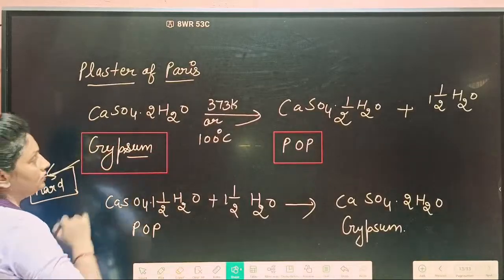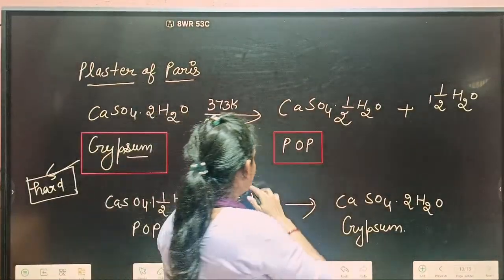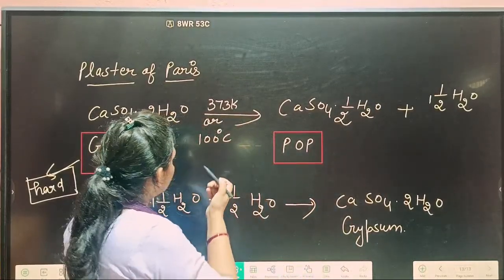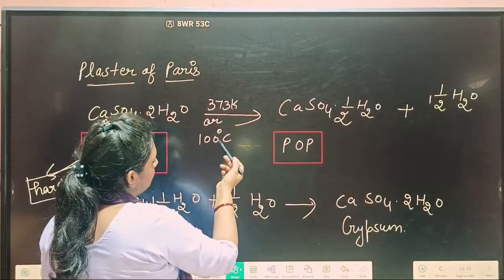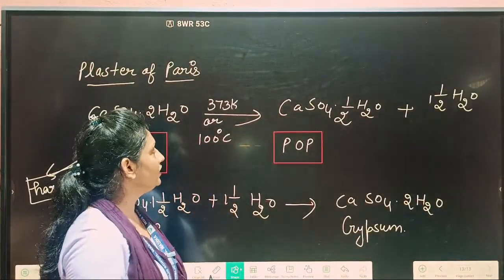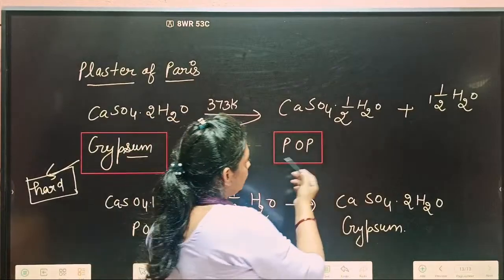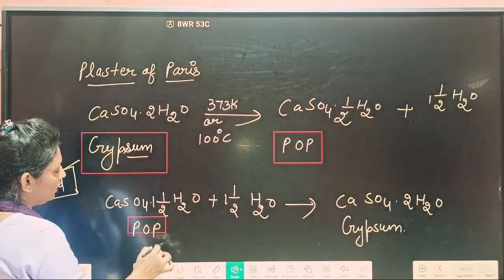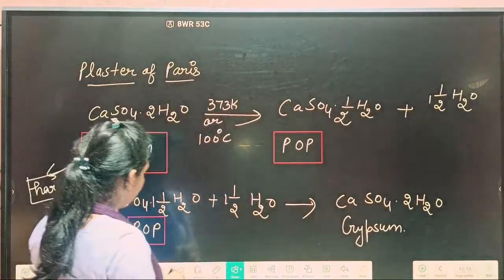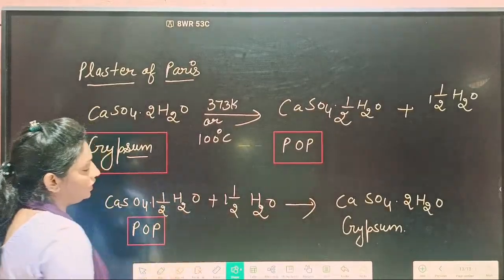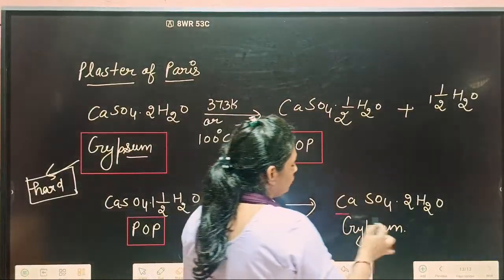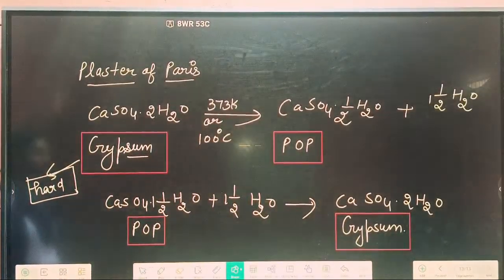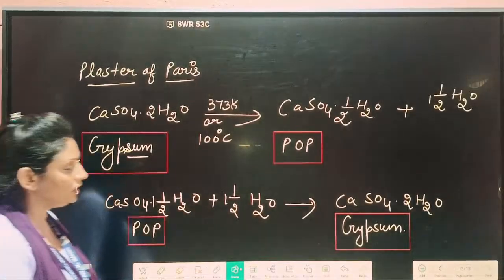When gypsum is heated at 373 Kelvin, or 100 degrees Celsius also, because you know very well we can convert degrees Celsius into Kelvin by adding 273, it converts into POP. But when we crystallize POP by mixing with water again, it can be converted into gypsum. So I hope this method of preparation is clear to you.